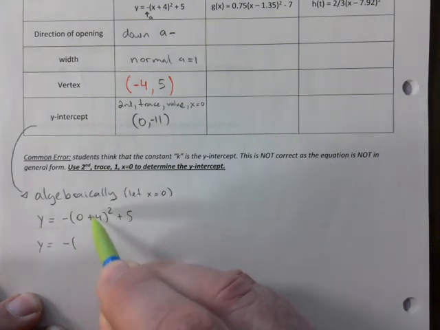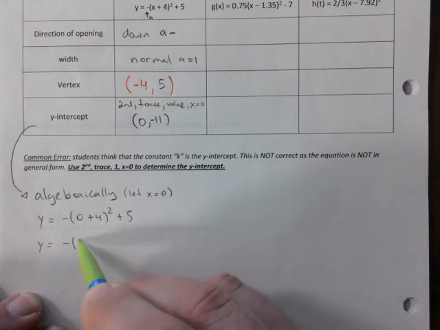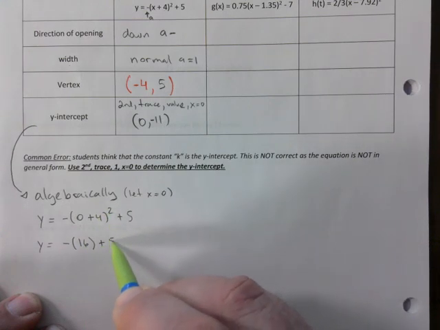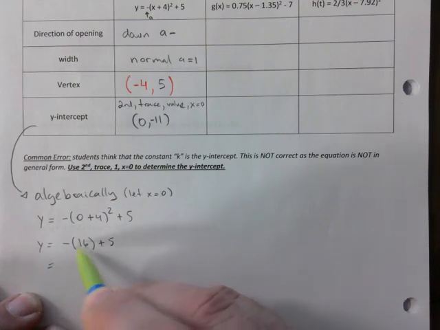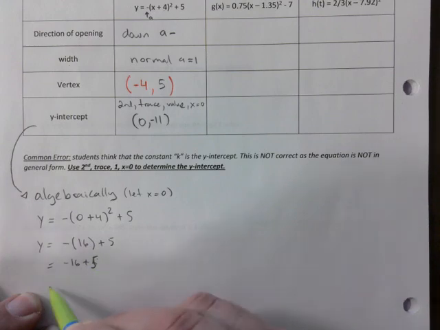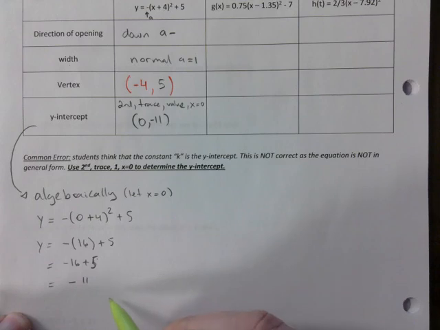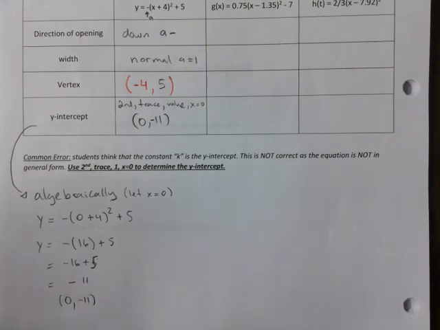This is going to be 4, correct? 4 squared is 16 plus 5. This in turn is just negative 16 plus 5, which is negative 11, correct? So you found when x is equal to 0, y is equal to negative 11. That's what you found there.